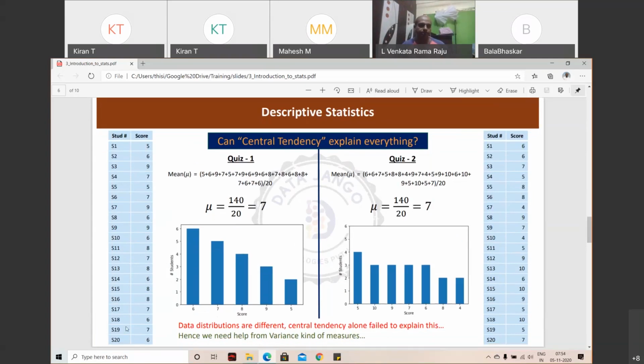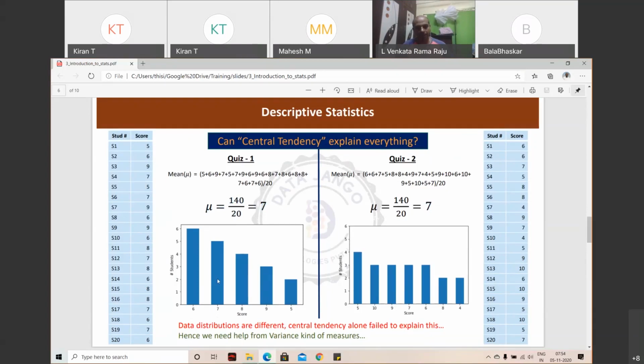There are 20 students and there are scores in a quiz. This is all data belonging to quiz 1. This is all data belonging to quiz 2. The 20 students performed like this and like this. And when we took the mean of these scores, I got 7. When we took the mean of these scores, I got 7.